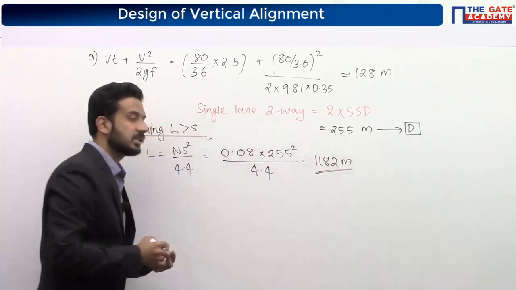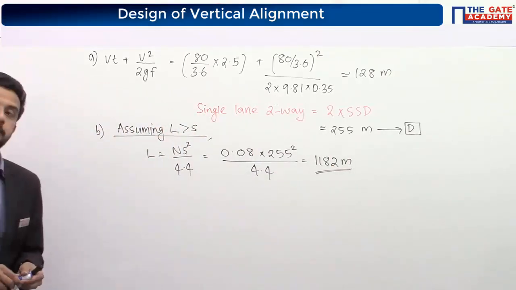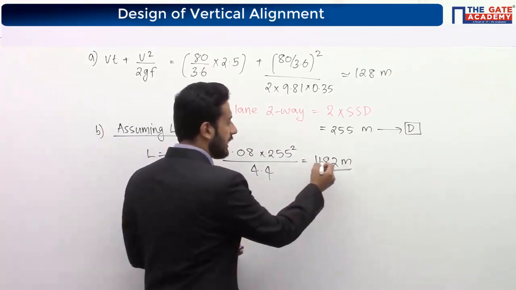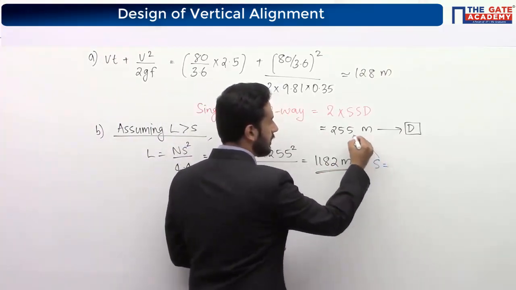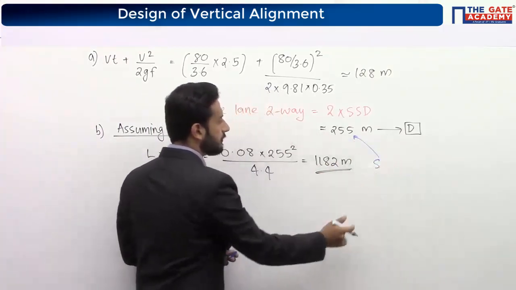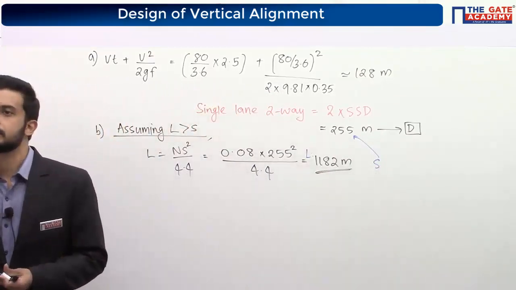Correct now, what is the last step? One more step is there. We have to check whether our assumption is correct or not. L I got as 1182. What is the S value? S value I got here, 255. L value I got here, 1182. Is your assumption correct?